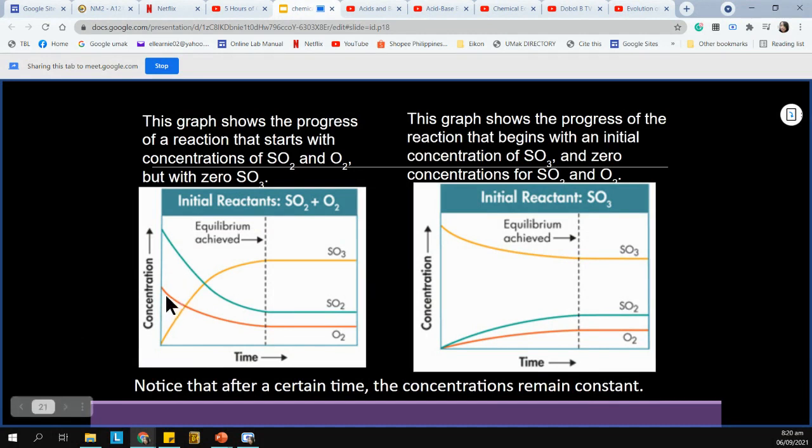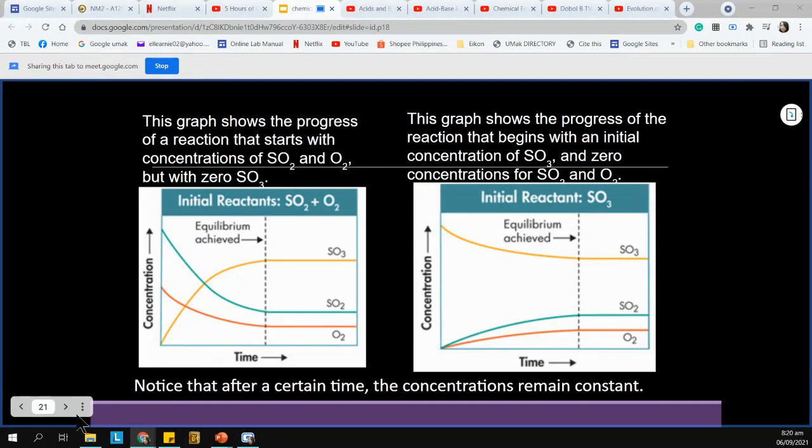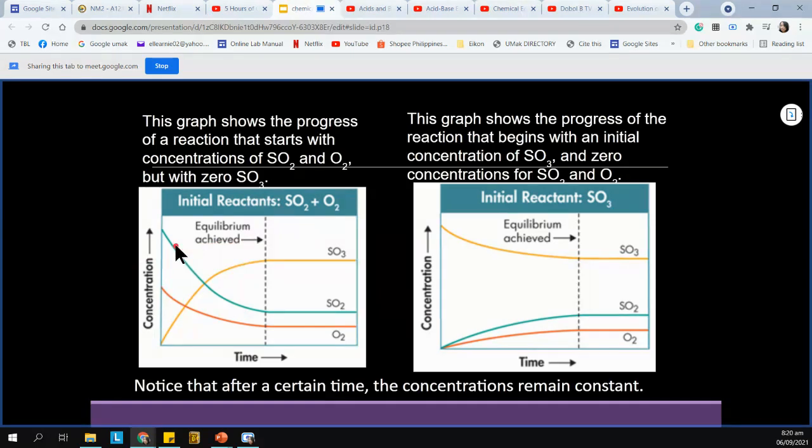So, here, you will notice the concentrations of the red and the green is actually referring to, okay. So, yung red and green are your reagents. So, you have SO2 for the green, oxygen for the red. And then the yellow line refers to your sulfur trioxide.